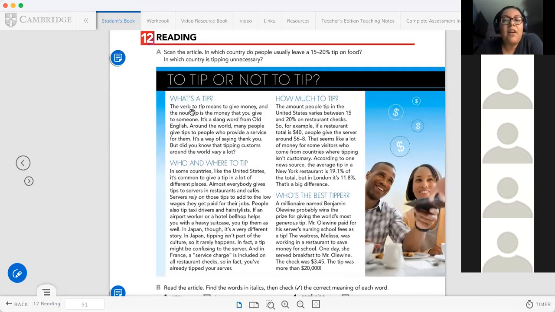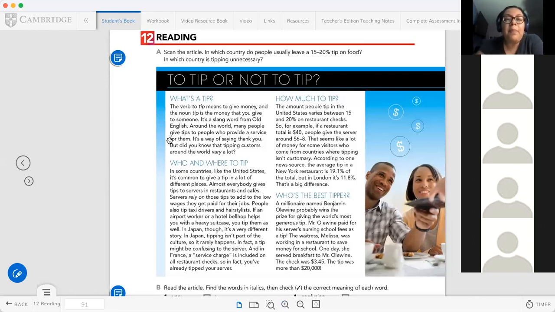What's a tip? The verb to tip means to give money. And the noun tip is the money that you give to someone. Se usa como verbo y como sustantivo. Tip es propina, pero to tip es dar propina, all right? It's a slang word from Old English.